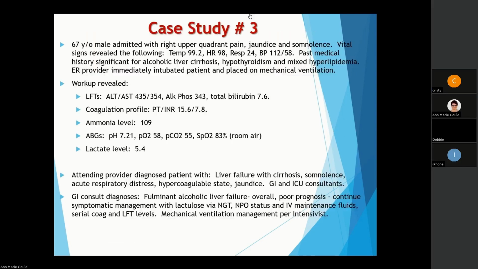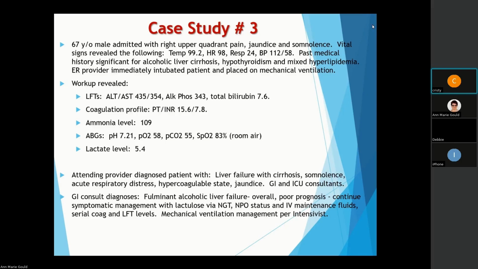All right. Case number 3 is a 67-year-old male admitted with right upper quadrant pain, jaundice, and somnolence. Vital signs revealed the following: temp of 99.2, heart rate of 98, respiration of 24, BP of 112 over 58. Past medical history significant for alcoholic liver cirrhosis, hypothyroidism, and mixed hyperlipidemia. Provider immediately intubated the patient and placed on mechanical vent.